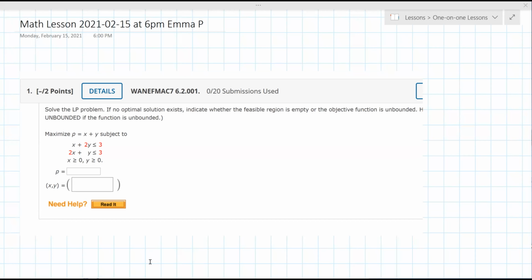Remind me here, are you only allowed to use your calculator for these? Or are you allowed to use Desmos? I'm honestly not sure. Okay. It makes a difference here.